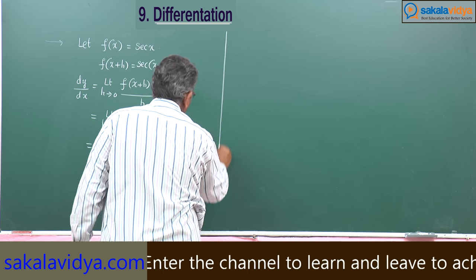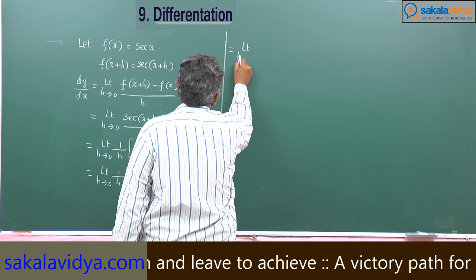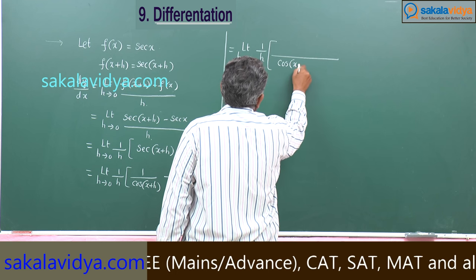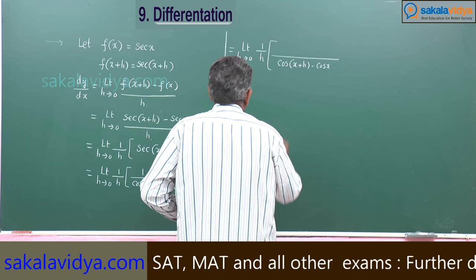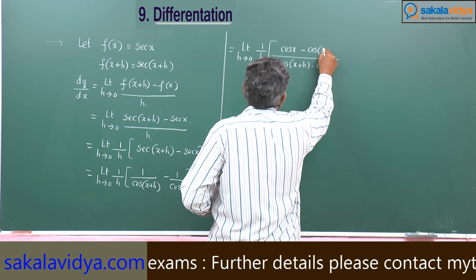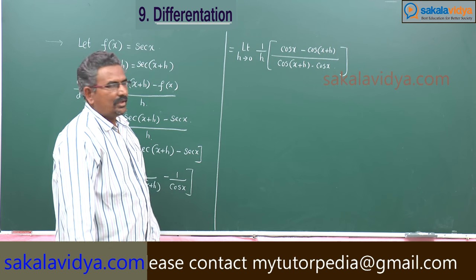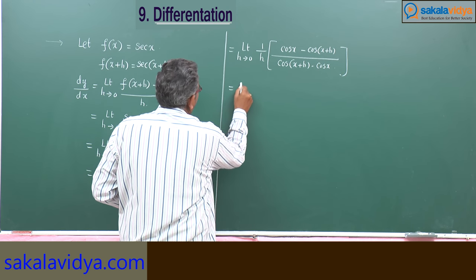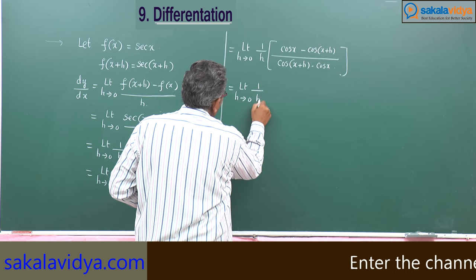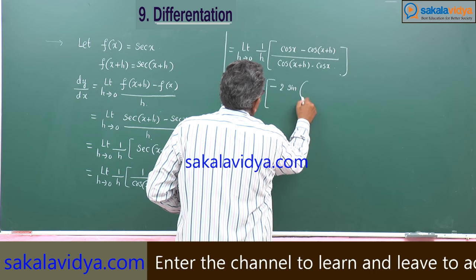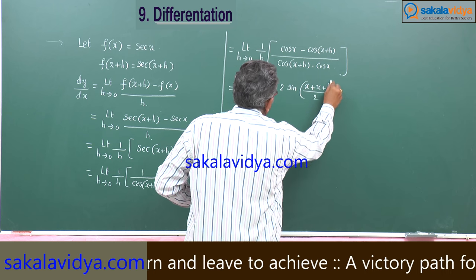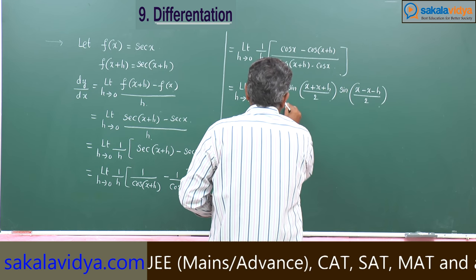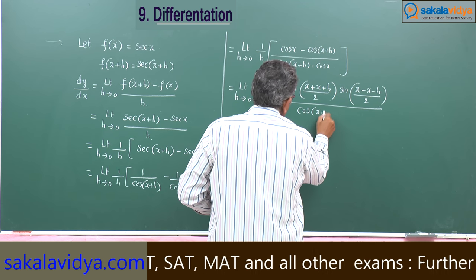Now limit h tends to 0, 1 by h, cos of x plus h into cos x is the LCM, cos x minus cos of x plus h. Now apply the cos c minus cos d formula, minus 2 sin of c plus d by 2 sin of c minus d by 2. So this is limit h tends to 0, 1 by h into minus 2 sin of x plus h by 2 sin of x minus h by 2 by cos of x plus h into cos x.